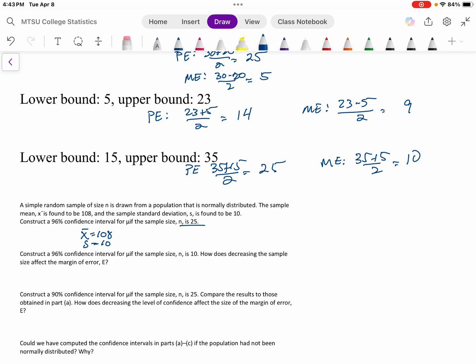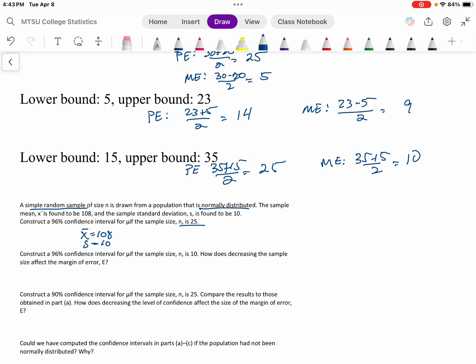Now, in this case, they do tell us that it's normally distributed. So that means I don't have to worry about checking that normal condition, since it's 25 or less. They do tell me it's a simple random sample from a population. I'm going to have to assume that it's a big population here.